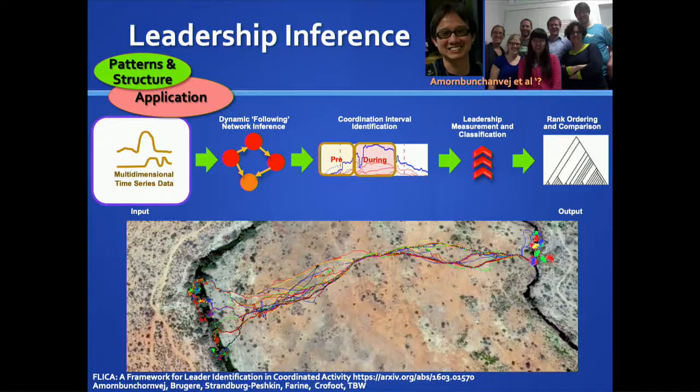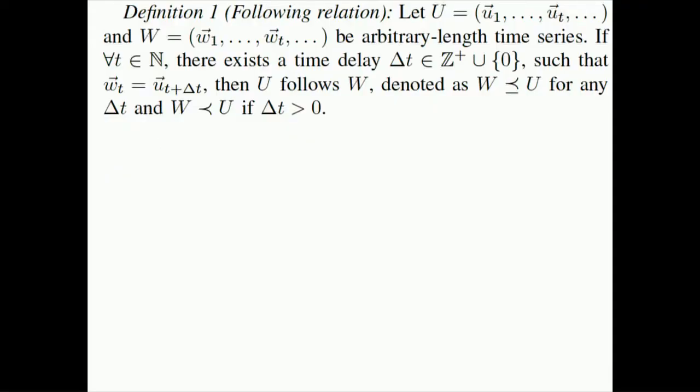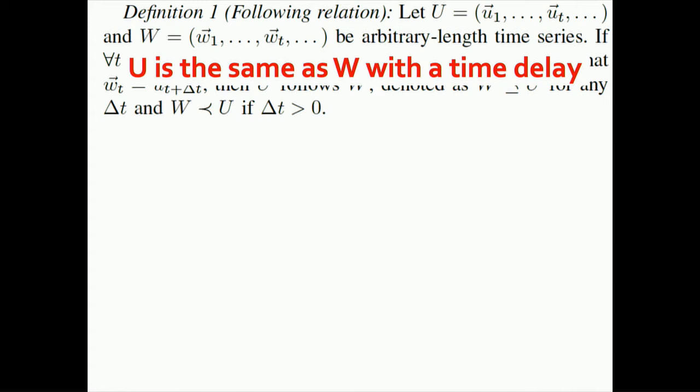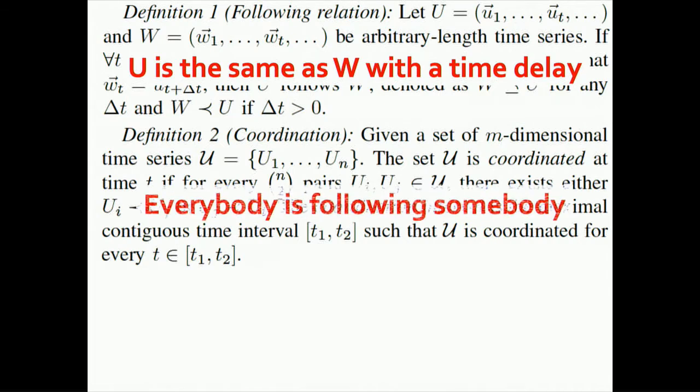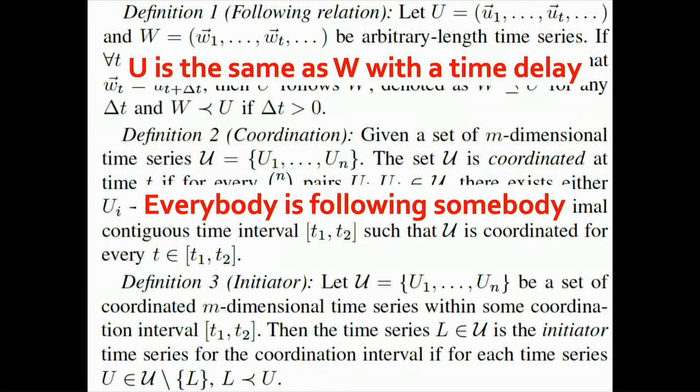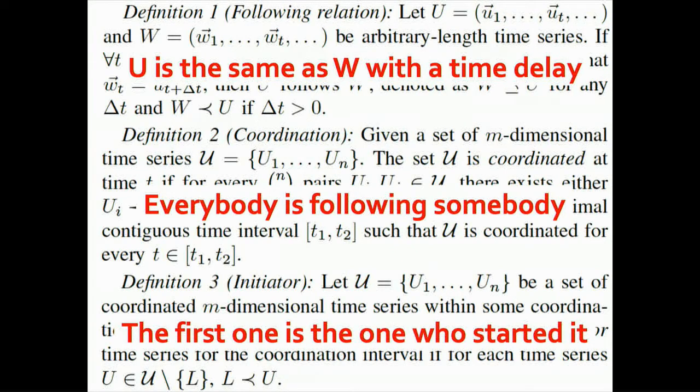And the way we do it is through a couple of definitions. So the follow relation: if we look at two time series, U and W, we say that U follows W if they're, let's say, identical or similar enough when we start relaxing this definition, but with a time delay. We say that a whole group is coordinated if everybody follows somebody. Right? They're all following together. And finally, the initiator of this coordinated behavior is the first one who started it. Ta-da!